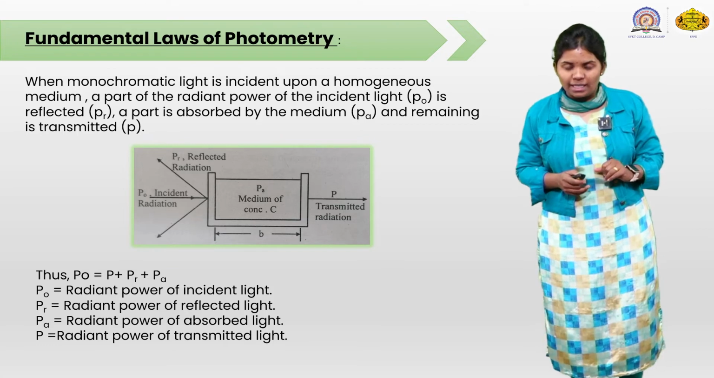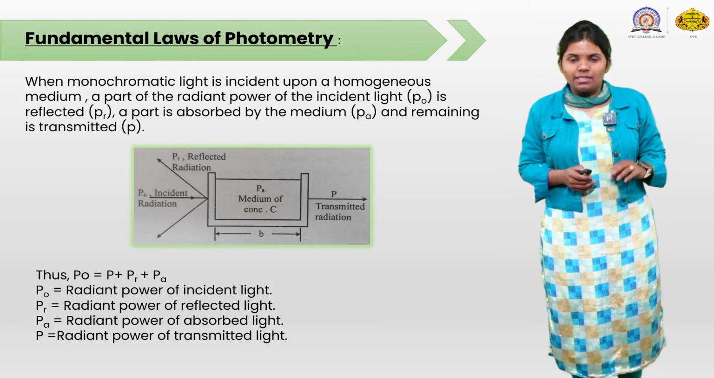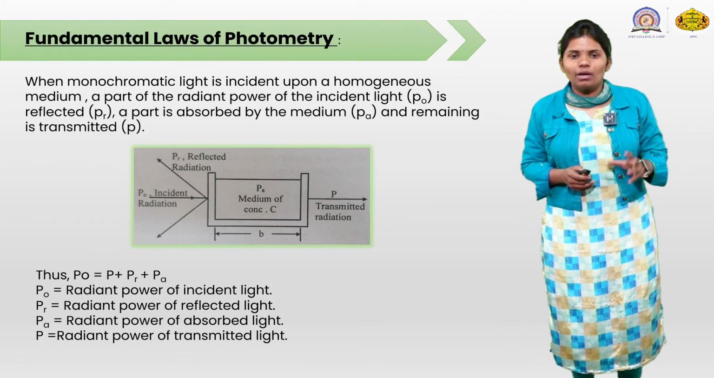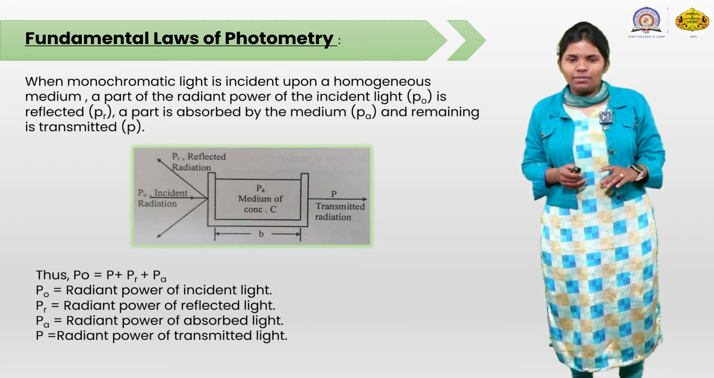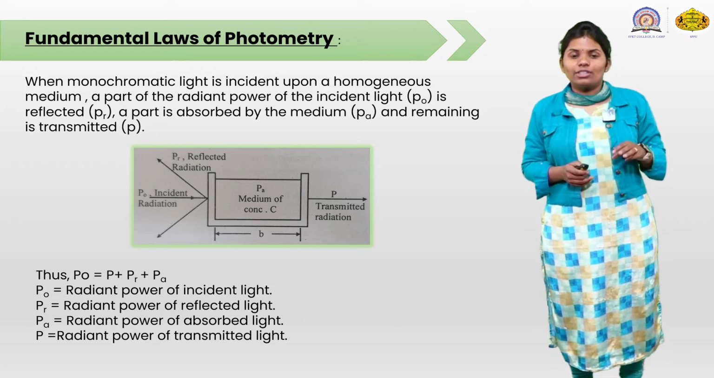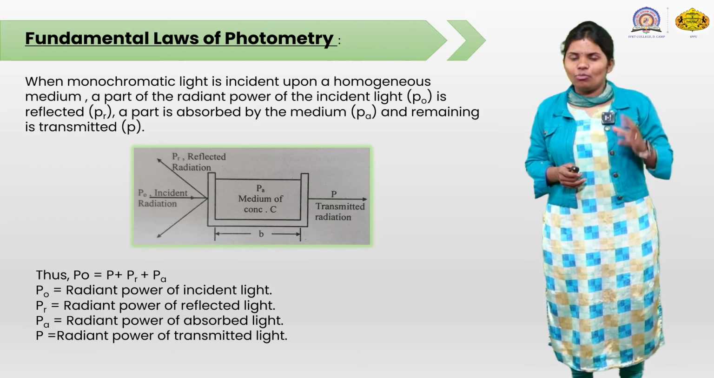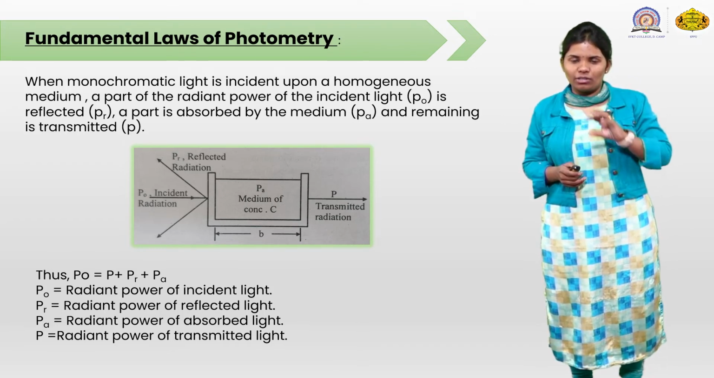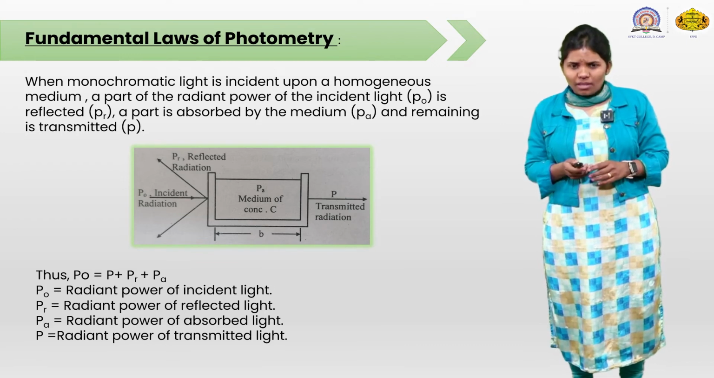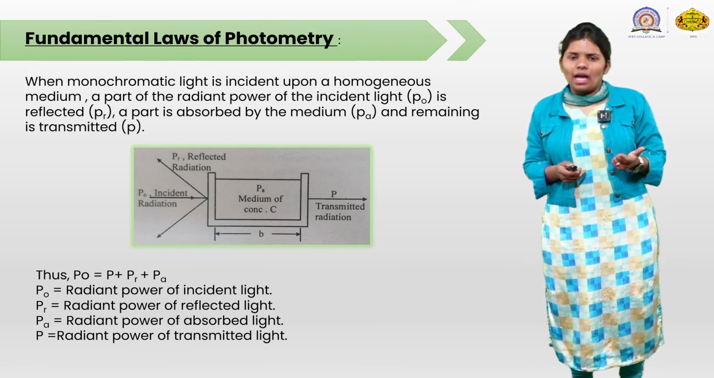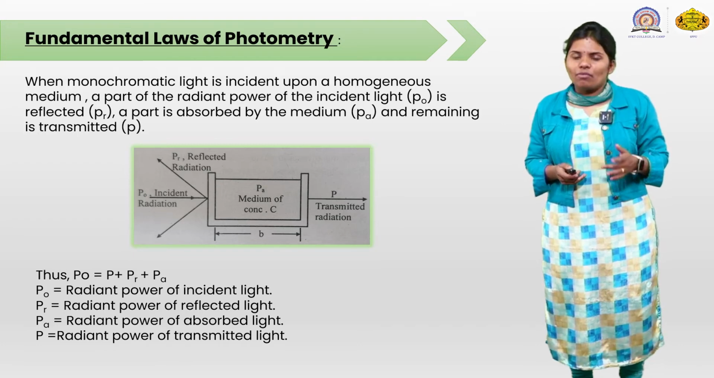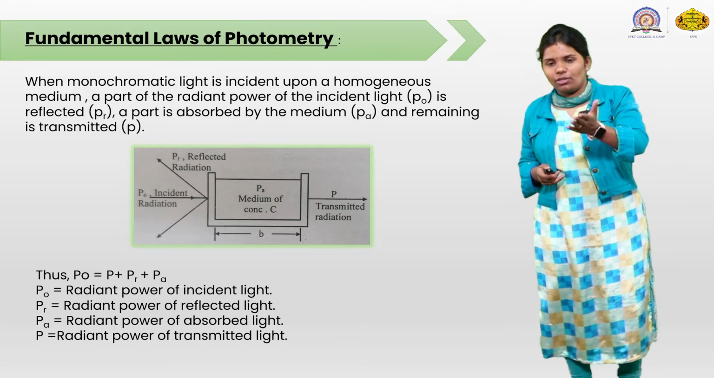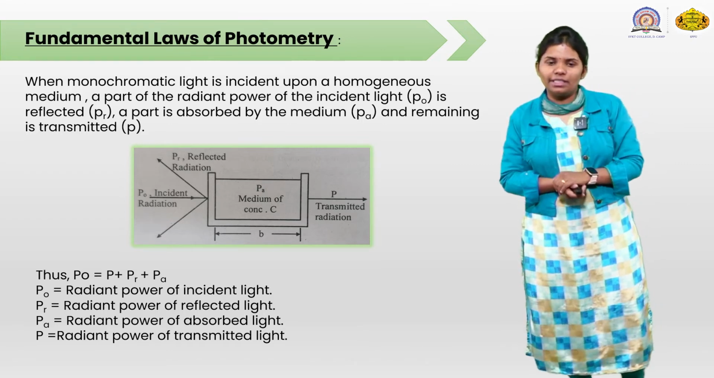It is also defined that when a monochromatic light is incident upon a homogeneous medium, a part of the radiant power of the incident light is reflected, a part is absorbed by the medium and the remaining is transmitted. So, these three different phenomena can occur when you bombard a particular amount of light on that sample. Here they have shown PR as the reflected radiation, P0 as the incident radiation, a medium of concentration c, and P denotes the transmitted radiation.